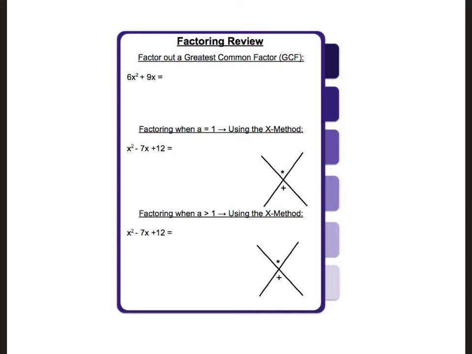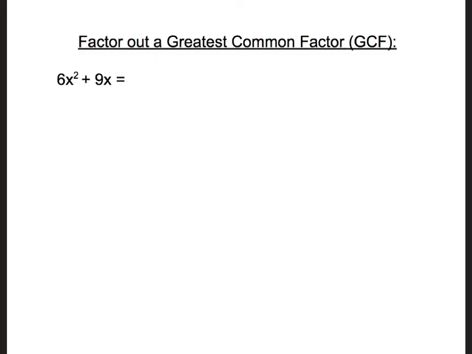Today we're going to start out with a little bit of factoring review. There should be stuff you saw last try, but I just want to make sure you know how to do it going forward. So the first thing we're going to talk about is factoring out a greatest common factor. Remember, you're looking for that biggest number that goes into both of them.